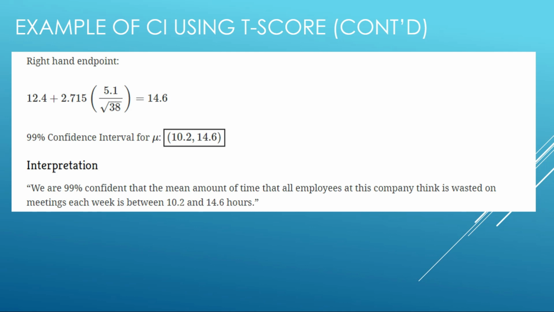Now we cannot calculate the exact average of the population, because we haven't asked each and every one of them. But what we can say is that it is 99% likely that for all employees, the average will be between 10.2 hours and 14.6 hours. So this is an easy way, because when we do surveys, we have a small sample from the population, and from that sample, we can get the average of the sample. That's easy, but to know the average of the population is difficult. So what we can do is find a range of mean values between which we can expect that the population average will lie.